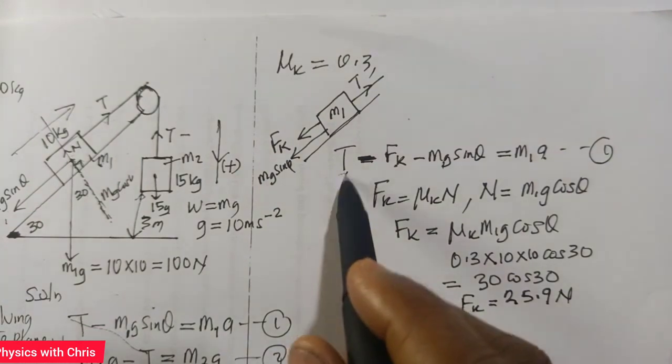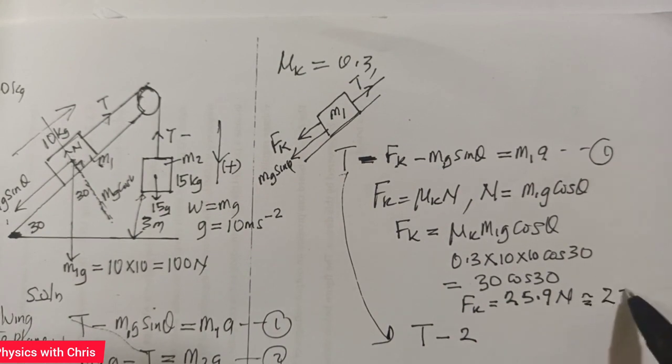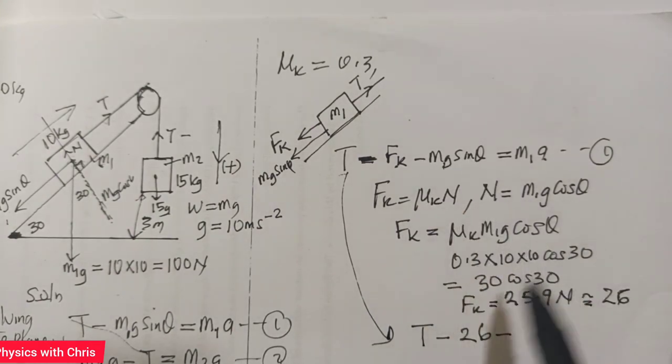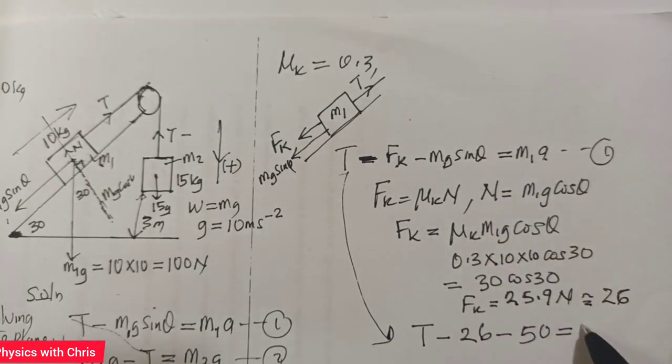Alright, I come back to this equation now. I have T minus 25.9. Let's just simplify things and round it off to 26. Minus 26 minus my mg sine theta, which is 50, is equal to ma. That is 10 times a. So I have T minus 76 is equal to 10a. Let me call this my proper equation 1.